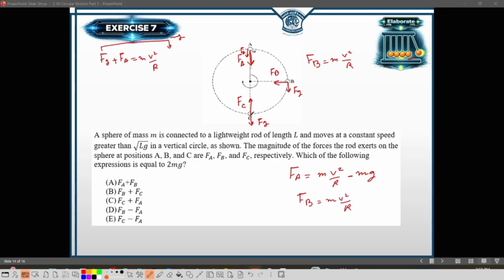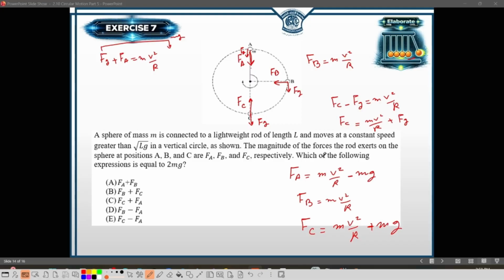Now, what about this point, point C? At point C, we have two forces acting. The inward force is positive, the outward force is negative, which is equal to mv squared over r. And the Fc will be written as mv squared over r plus Fg, and we can write Fg in terms of mg. So Fc is equal to mv squared over r plus mg.